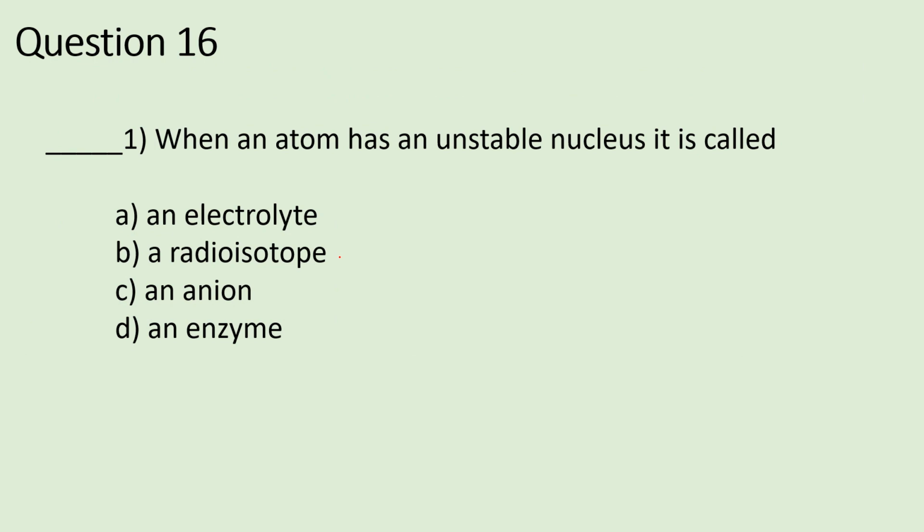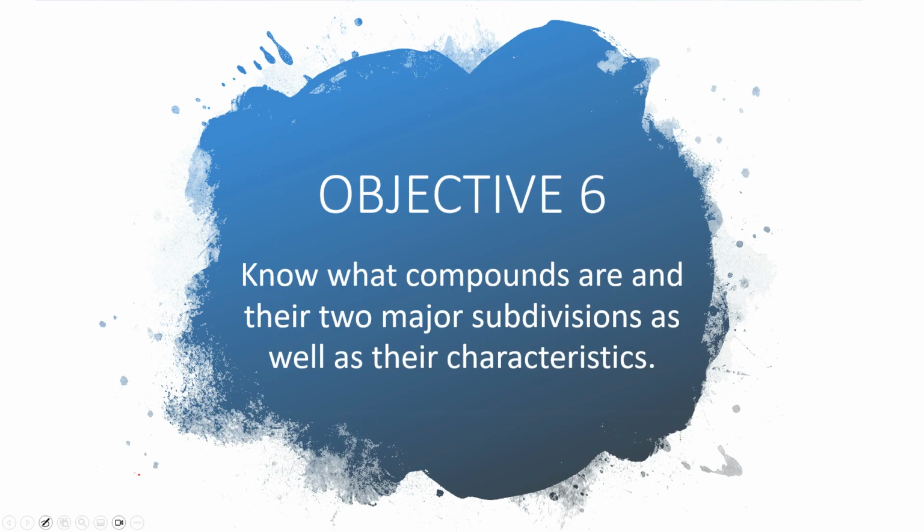So question 16, when an atom has an unstable nucleus, it is called... B, a radioisotope. And that's going to conclude objective 5.